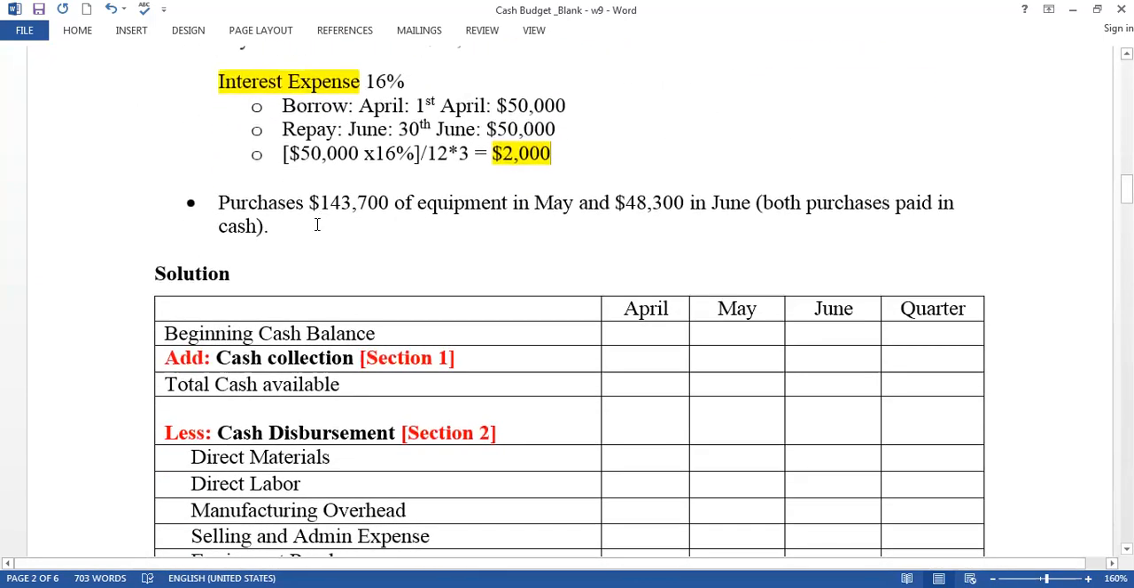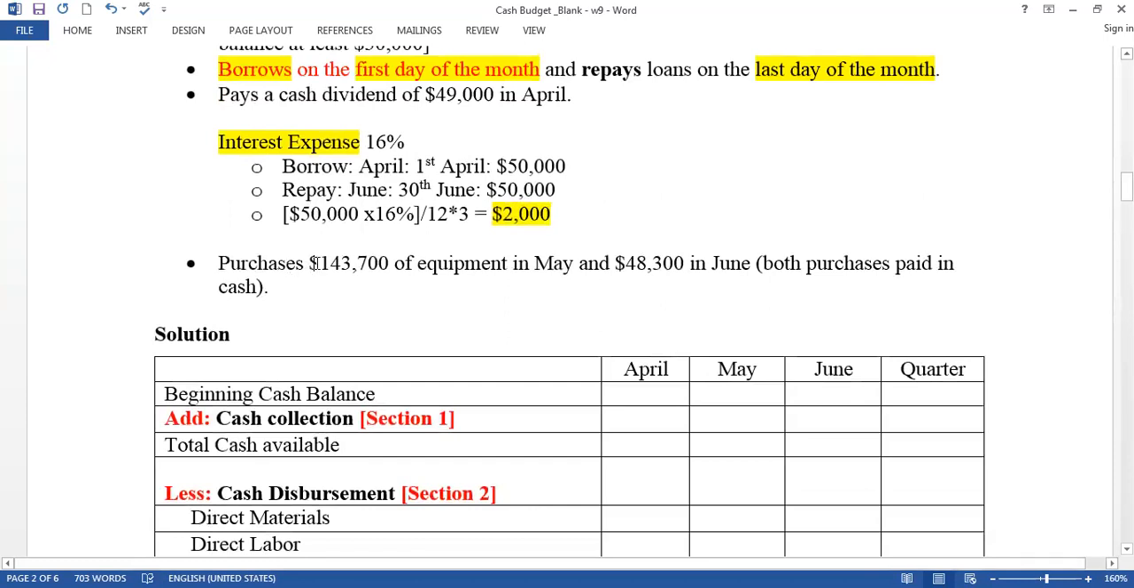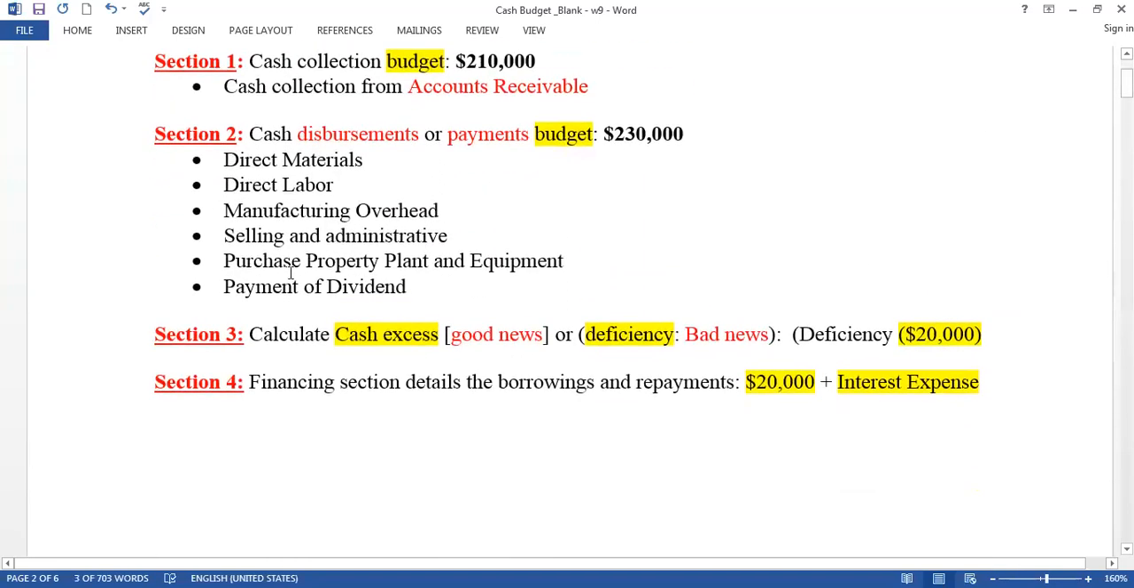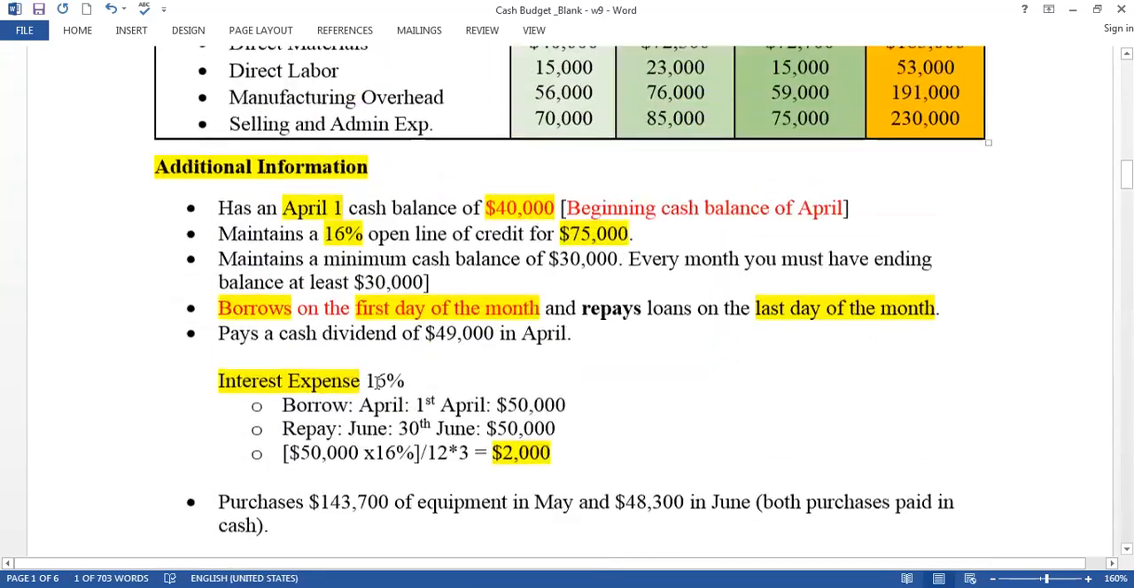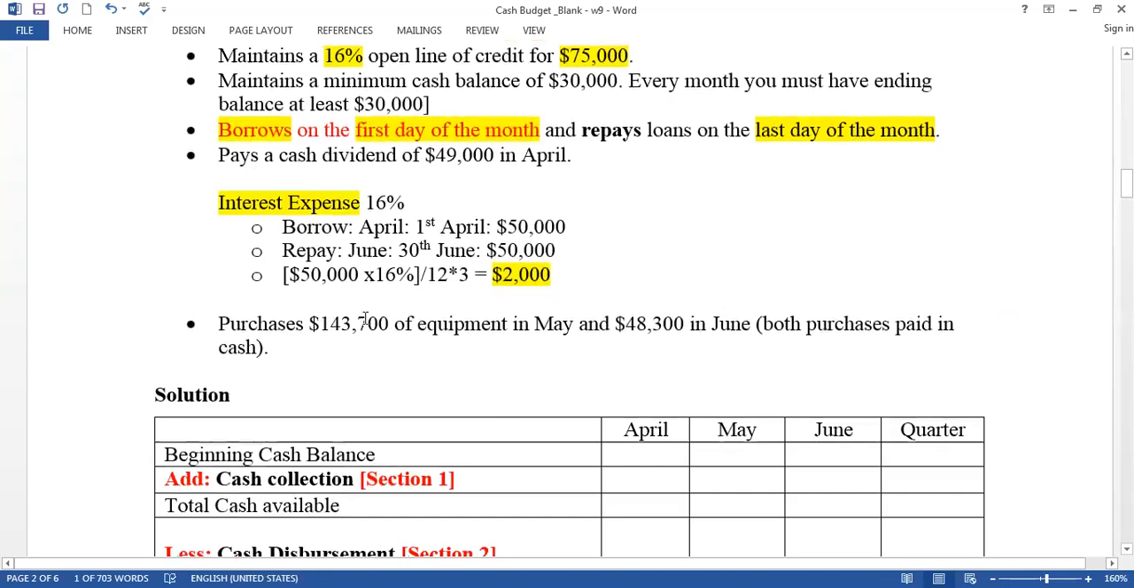And another piece of information the question gives you. They say that they purchased $143,700 of equipment, because here I told you that if you buy property, plant and equipment, you have to pay cash, right? Then I told you that if you pay dividends, you have to pay cash. So the question gives you this information. The question tells you that this company purchases equipment. When do they purchase equipment? In the month of May and in the month of June, and pay cash.